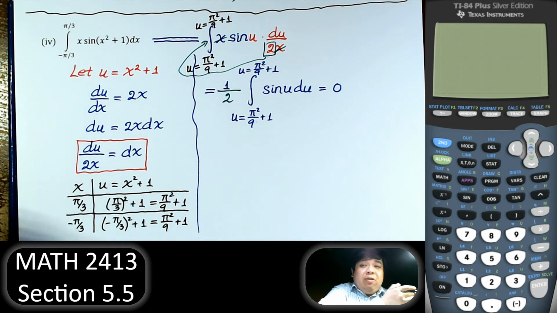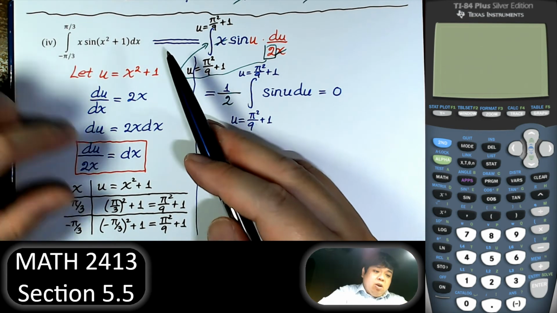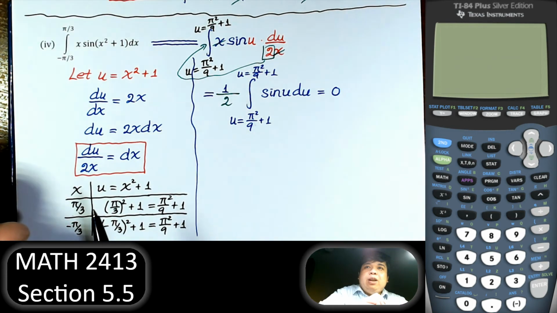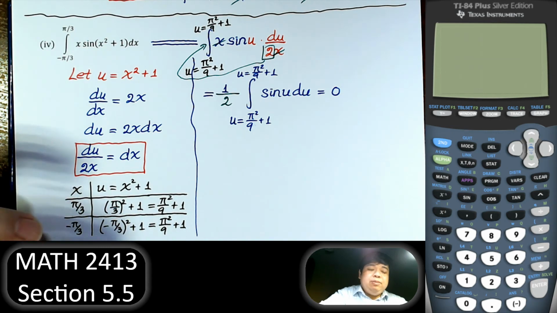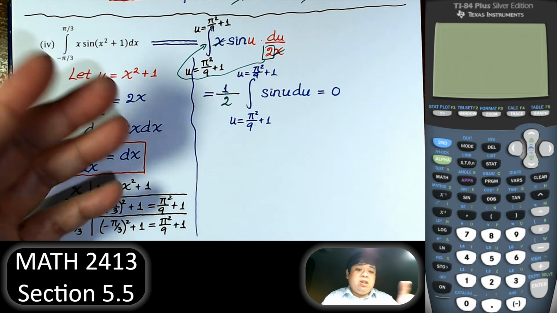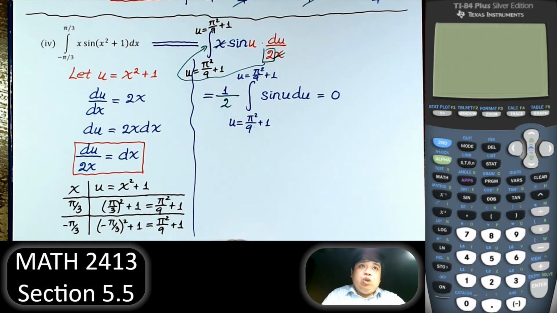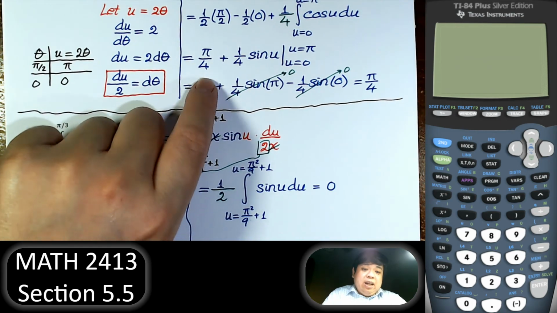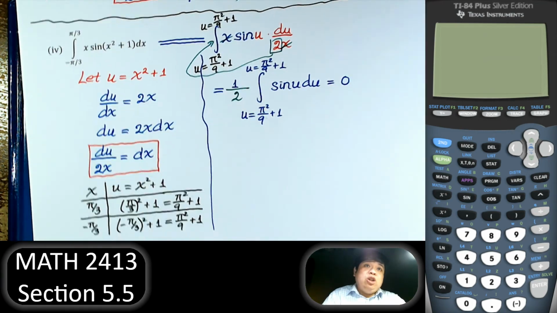There is an advantage in not changing the limit back in terms of x, because if we change it in terms of x, those numbers are not the same, so we won't be able to say this equals 0 directly. So that is an advantage of changing the limit to u, and then at the end just substituting in for u. We do not need to go back to x.